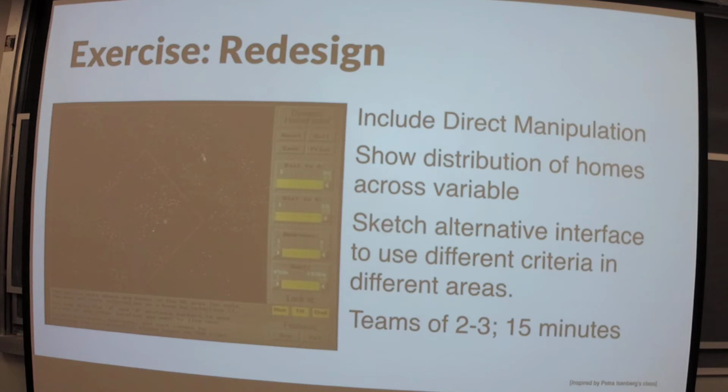Okay, so let's talk a little bit about this. We have three different criteria: direct manipulation, showing the distribution of homes across variables, and sketching an alternative interface to use different criteria in different areas. Which of those three was the hardest?